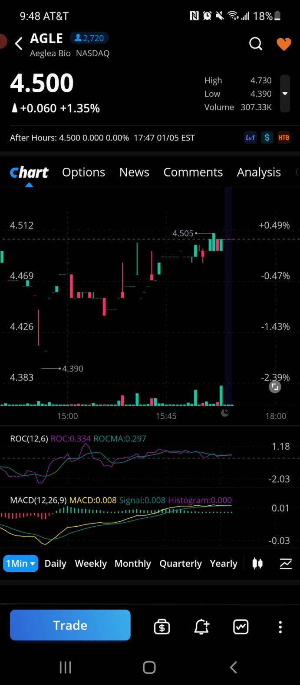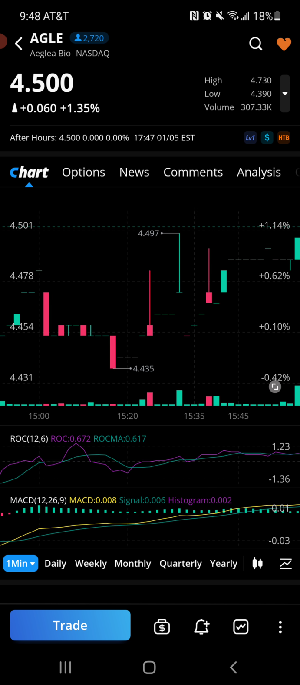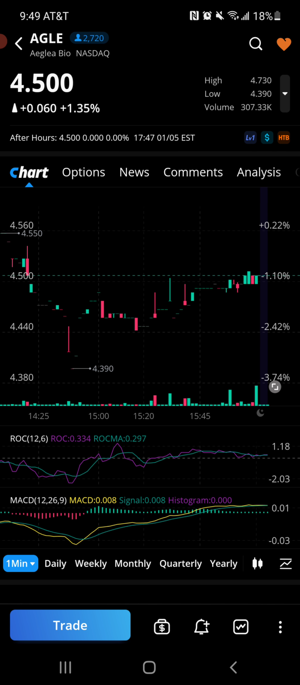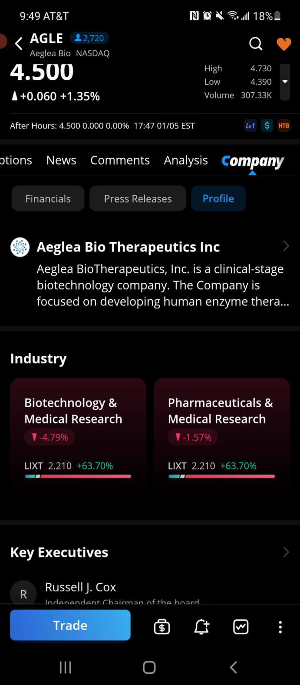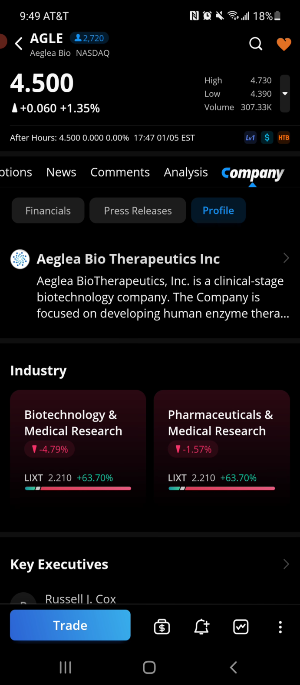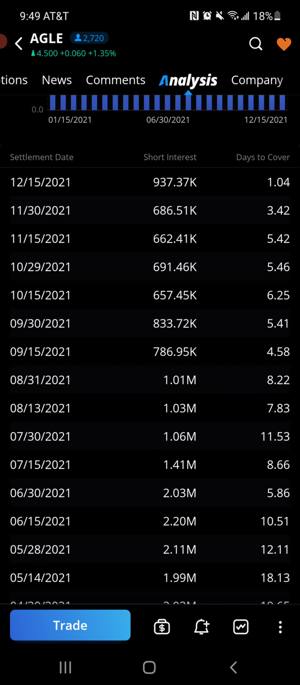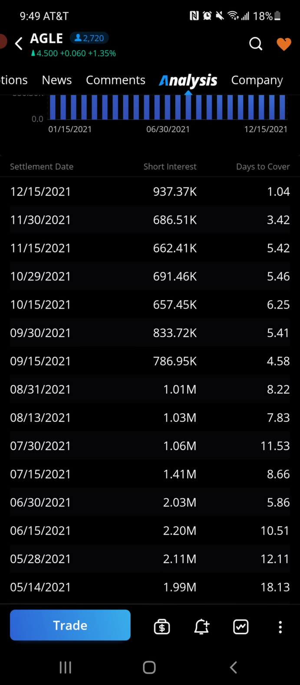I mean, the best advice I can give you if you're struggling is just to use your eyes and study this gamified tool they give you. It's a tool that has everything. You have options, news, analysis, company profile. I got institutional ownership at 91. I have everything easily accessible in like 30 seconds or less. Analysis, short interest, right there. Boom. Days to cover. All of it. Their short interest is actually going up. Hell yeah, that's what I want to see.